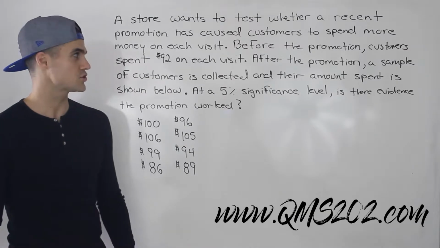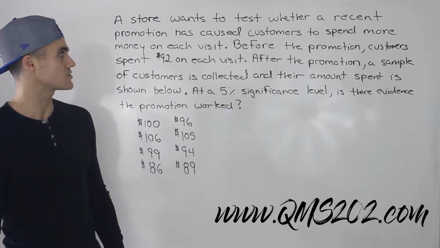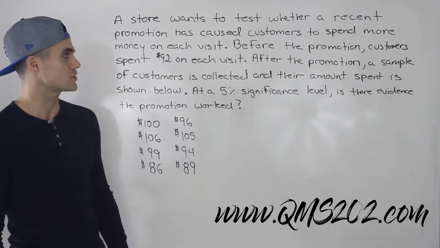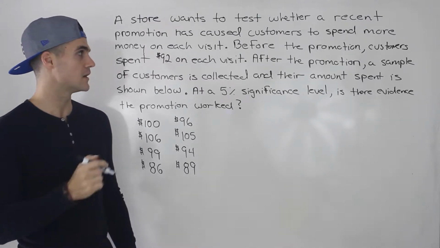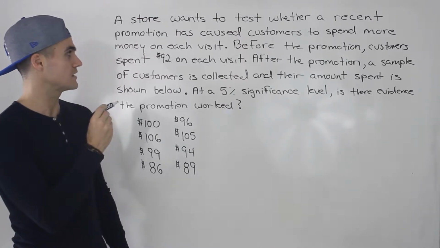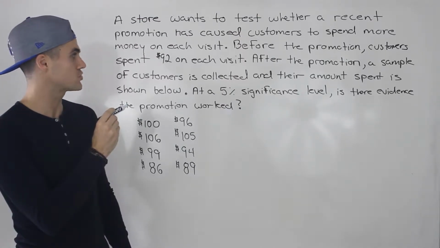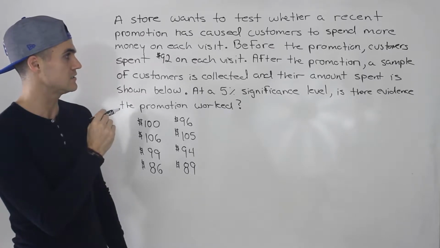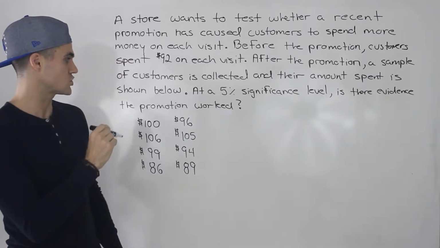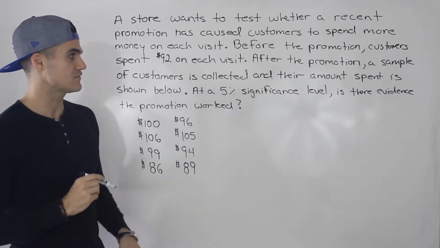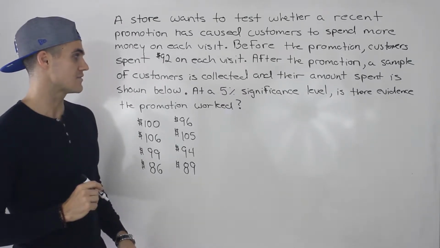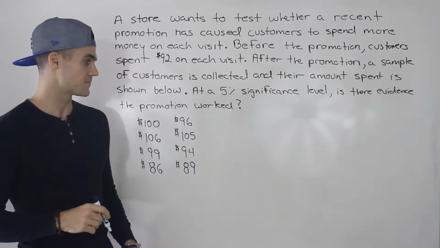Moving on to another question with hypothesis testing. So a store wants to test whether a recent promotion has caused customers to spend more money on each visit. Before the promotion, customers spent $92 on each visit. After the promotion, a sample of customers is collected and their amount spent is shown below. So notice we have a list here. At a 5% significance level, is there evidence that the promotion worked?